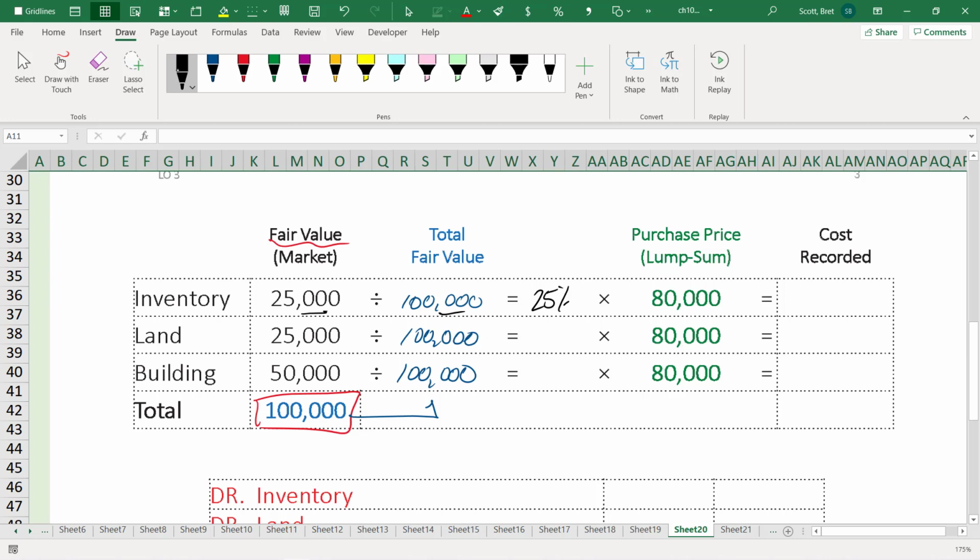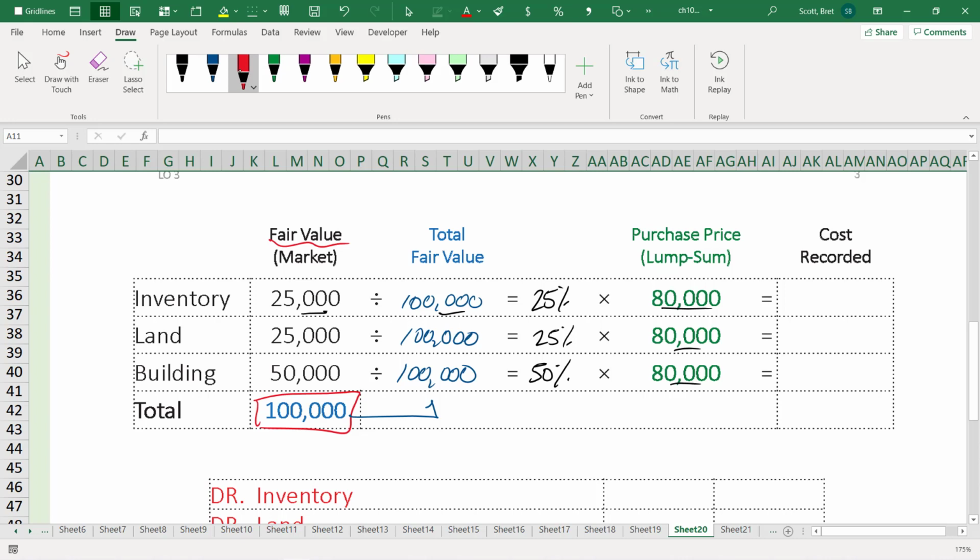25 divided by 100, 25%. 50 divided by 100, 50%. So what we can say is that inventory is worth 25% of the overall fair market value in the basket. Land is worth, as a percentage of total fair market value, 25%. Buildings, the building we're buying, is 50% of the overall fair market value. If that's the case, then we just simply multiply it by 80,000, the cost we pay for each individual good.